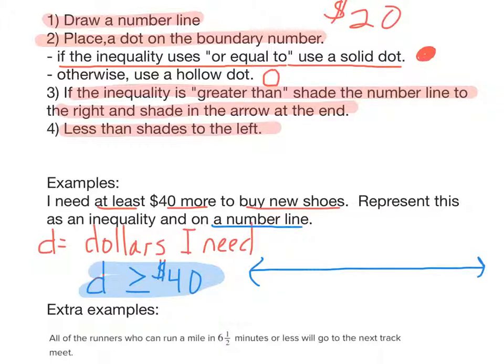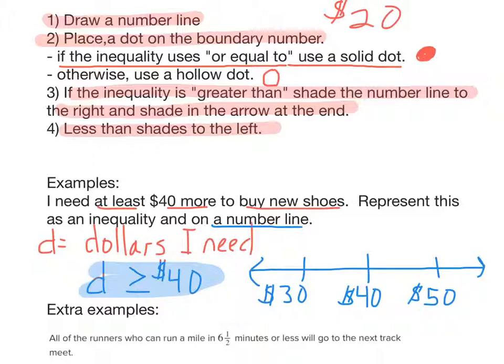Then I am going to make sure that the boundary number is on the number line. So the boundary number is 40. And then I'm going to add numbers on each side of my boundary number. I'm going to go ahead and put dollars just because that's what I'm talking about. Okay, so I need at least $40 or more. So greater than or equal to 40.